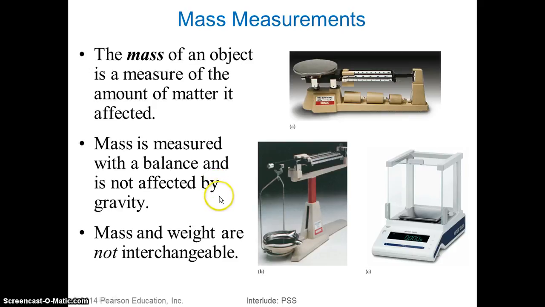For example, my weight on Earth is 100 pounds, but when I go to the moon, it's one-third of my weight. Why? Because of gravity. So mass is not affected by gravity, but weight is. So mass and weight are not interchangeable. There is a common misconception that mass and weight are the same. No, they aren't, because one is affected by gravity and the other is not.